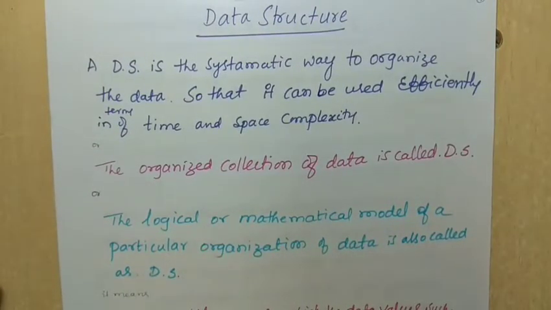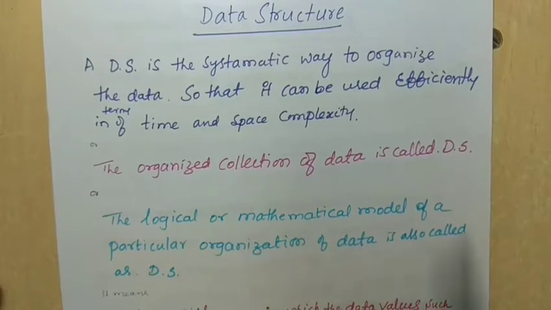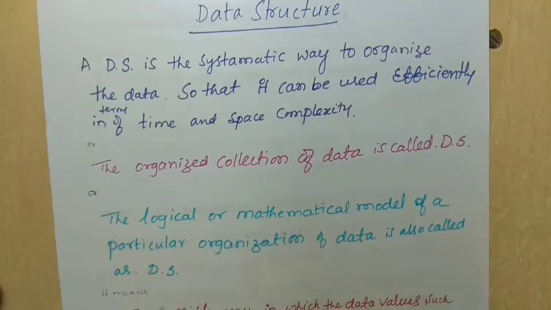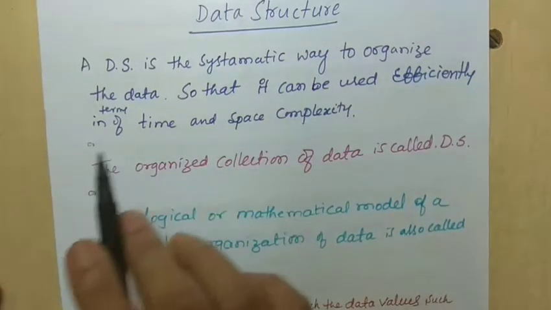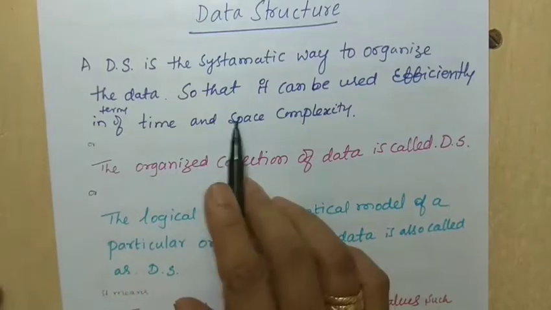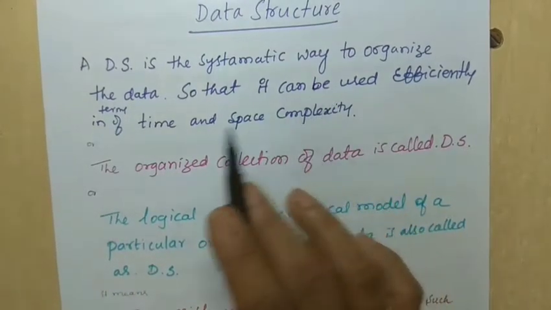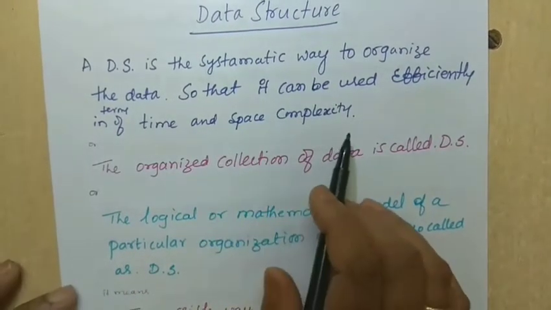In the last video, I discussed what is data, information and data structure. Just a brief recap: data is a collection of characters, information is processed or meaningful data. Then data structure is a systematic way to organize the data so that it can be used efficiently in terms of time and space complexity.